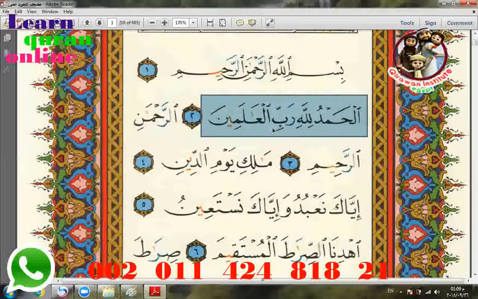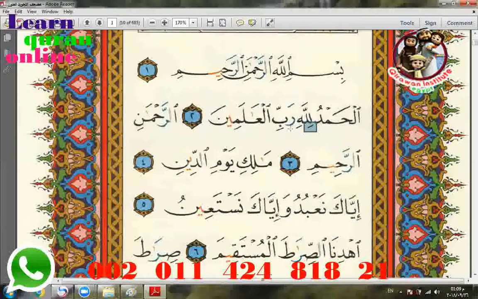Okay, first thing in tajweed rules, we have to give each letter its rights, okay? And what is the meaning of its rights? That means if we have a letter with kasra, we have to pronounce it with a real kasra. لِلَّهِ رَبِّ, not لِلَّهِ رَبِّ. This is not a real kasra, okay?